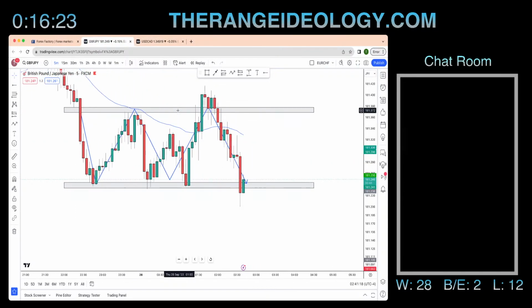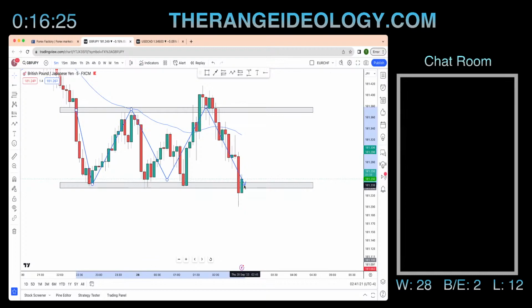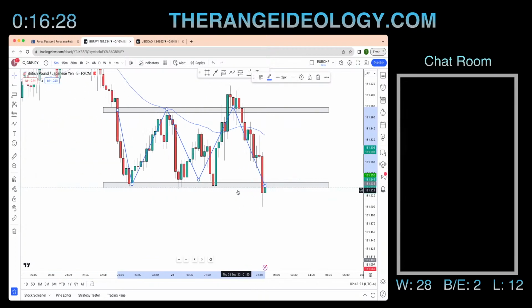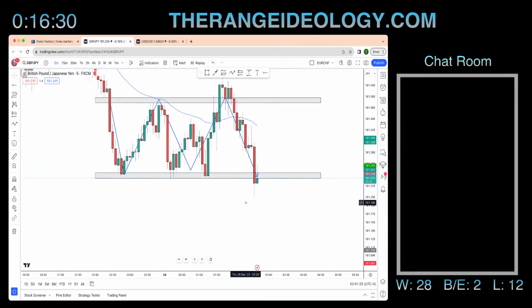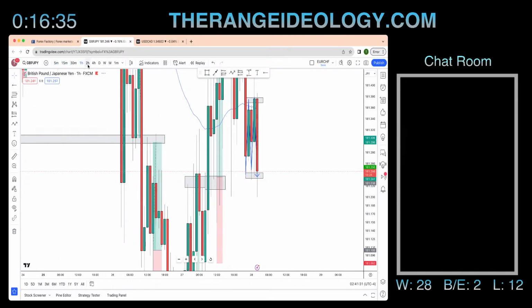Okay, now here comes GJ. So GJ is at the bottom end of the range. Non-wick candle here as well. Will it break out, or will it come back in? Let's see here.